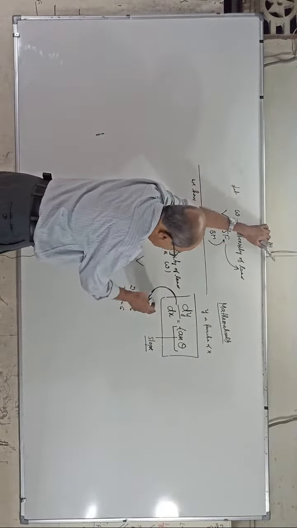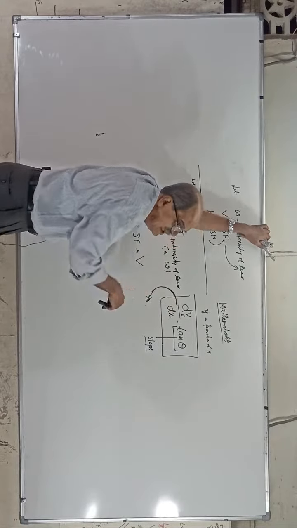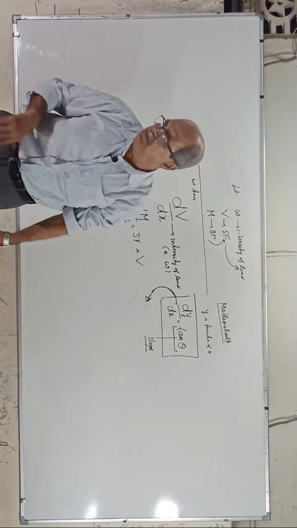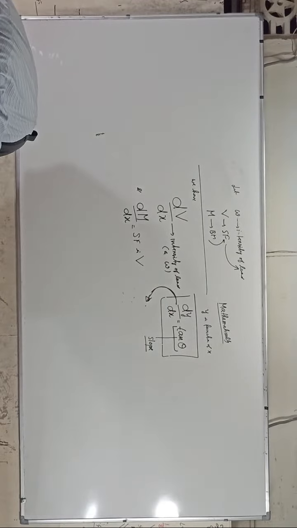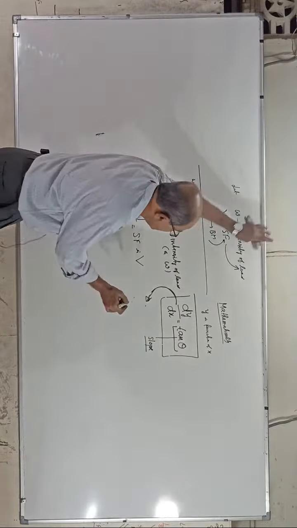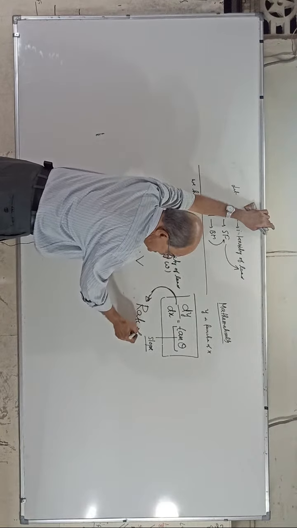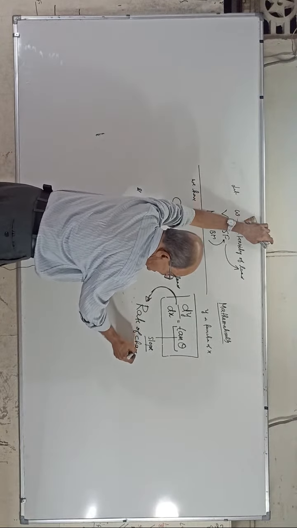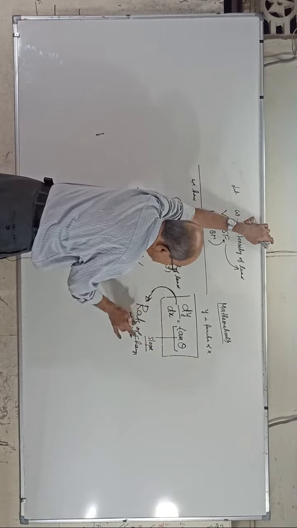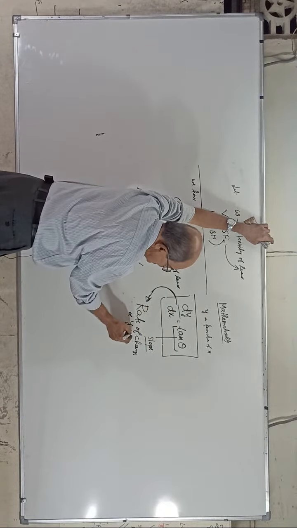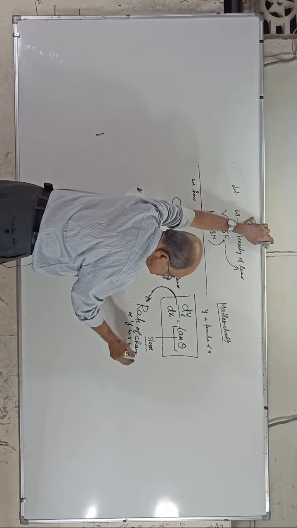Tell the answer. There is one more way of telling dy by dx. Oh yes, very good. It is called rate of change. Rate of change of y with respect to x.